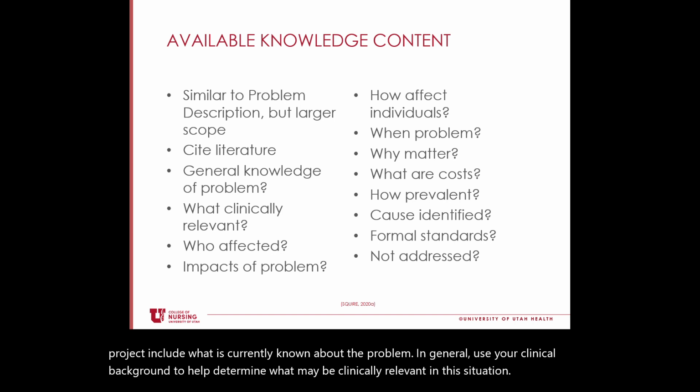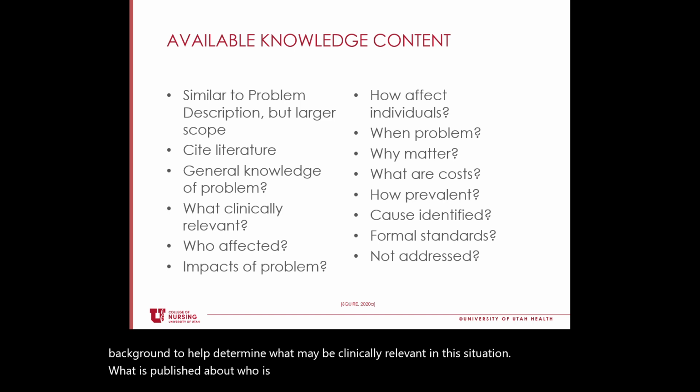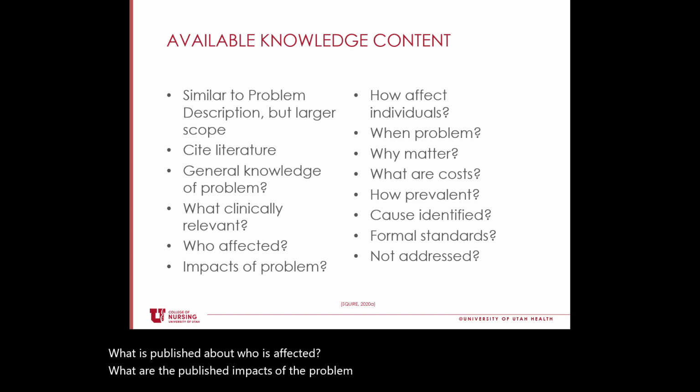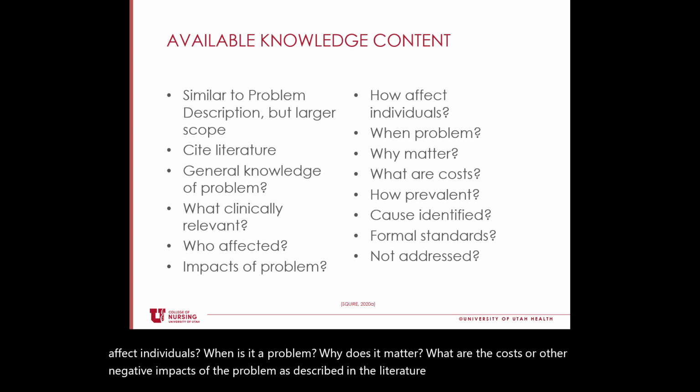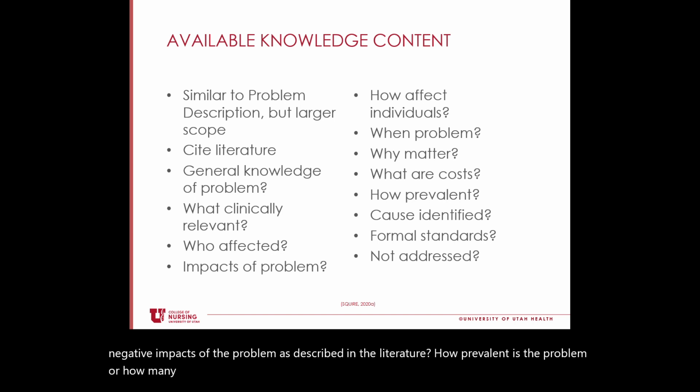What is published about who is affected? What are the published impacts of the problem? What is published about how those impacts affect individuals? When is it a problem? Why does it matter? What are the costs or other negative impacts of the problem as described in the literature? How prevalent is the problem, or how many people are affected?